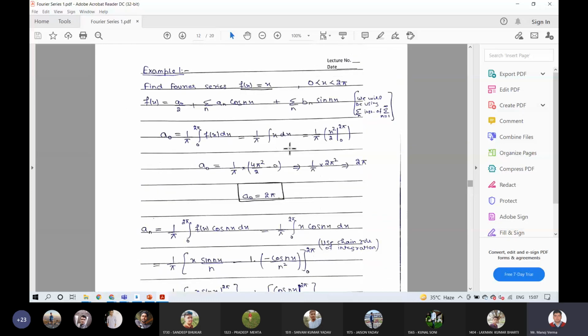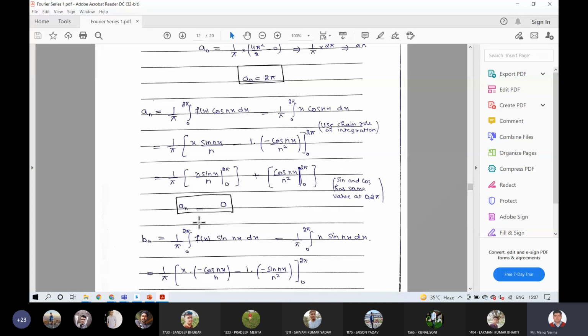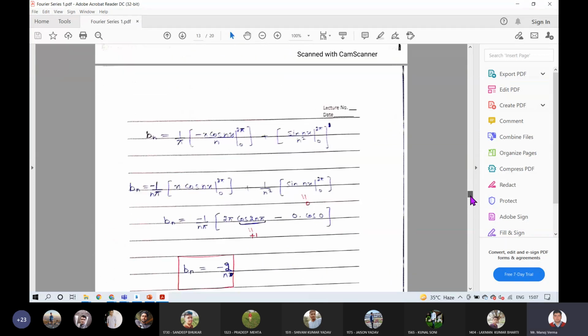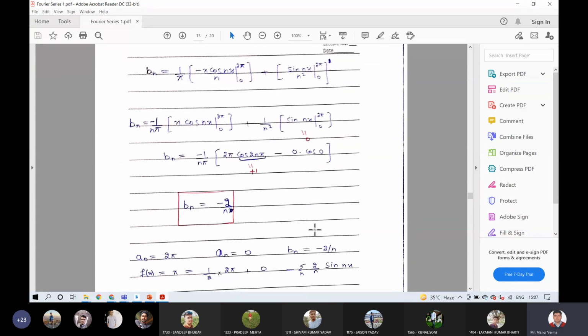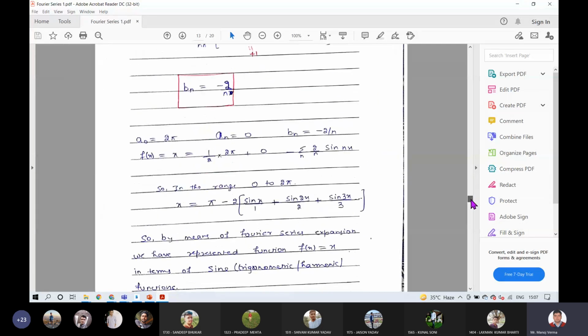Yes, see, this was your odd function. In the case of the odd function f(x) = x, a naught was coming to be 2 pi. Similarly, there will be some value. An was 0, and bn was minus 2 by n. So you can see, you can directly do this question by considering this function as odd. Sorry, as the limits were 0 to 2 pi, it has some changes.